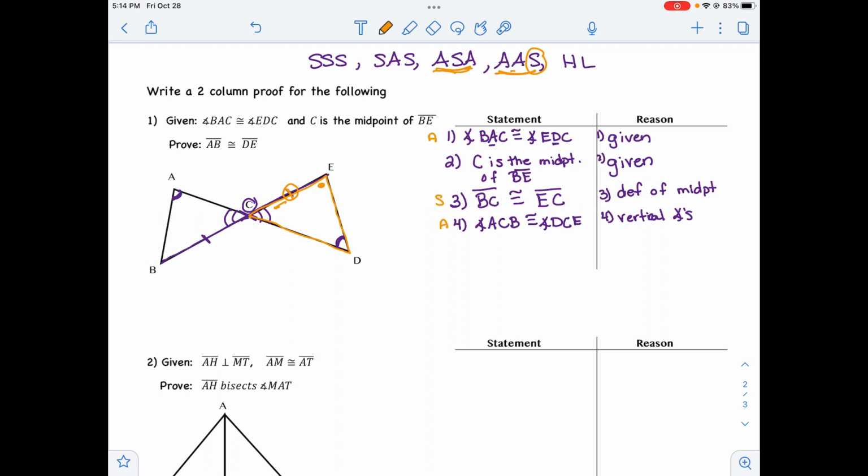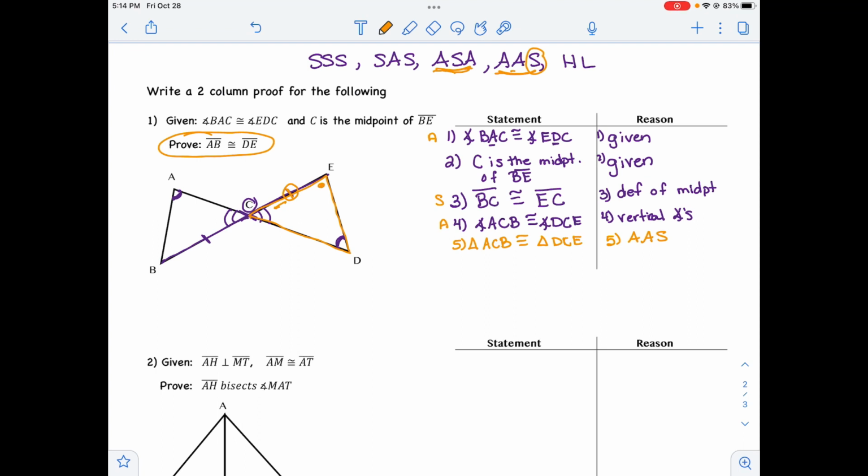So we can rewrite now, number 5, we know that triangle, and I'm going to write them the same way as before, ACB is congruent to triangle DCE because of angle, side. And now the last thing it asks us is to prove that segment AB is congruent to DE.